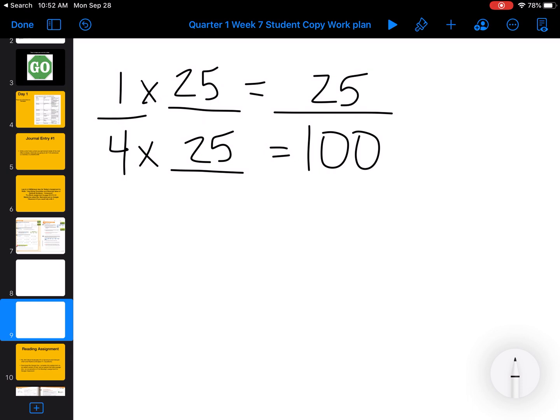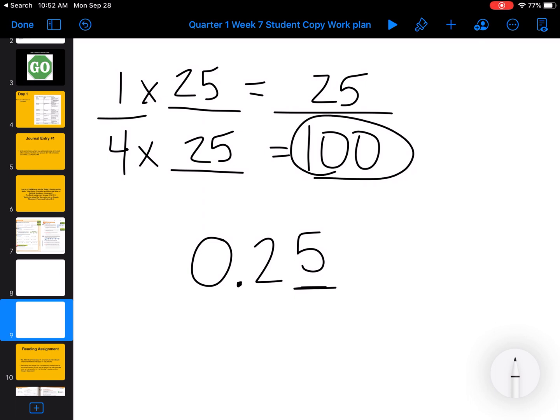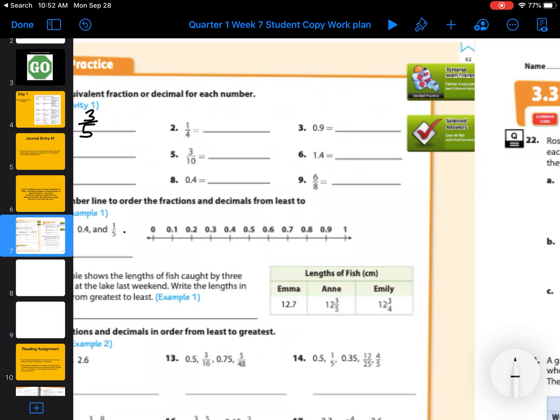So this is not the answer. We still have to write it as a decimal. So I'm going to put 0.25, because this 5 here is in the hundredths spot. So that's why my denominator is 100. And then you write this whole number up here. So we have 0.25 as our final answer. So I'm going to write that as well.